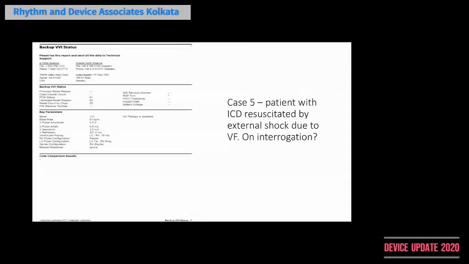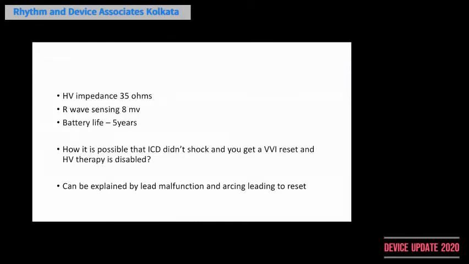Now, why can it happen? When we interrogated this patient, we had an HV impedance of 35 ohms, R-wave sensing was 8 millivolts, and battery life was 5 years. So how is it possible that the ICD didn't shock and you get a VVI reset and HV therapy is disabled? This can be explained by arcing, where you have a lead malfunction, lead fracture, or lead insulation break near the can. Whenever you have arcing, you can have this reset to VVI, and high voltage therapy may be disabled.